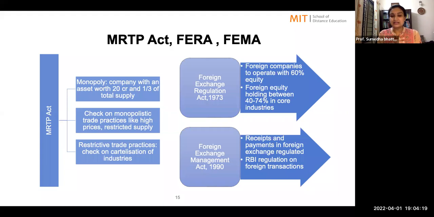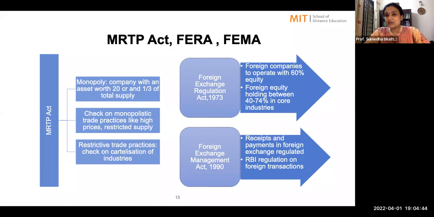So there is this tendency that few producers come together, form a cartel and reduce the supply in the market, create a scarcity, and then sell it at a higher price, which leads to exploitation of consumers. So in order to keep a check on this, the MRTP Act was passed. Again, MRTP was not that effective, and that is why it was done away with.